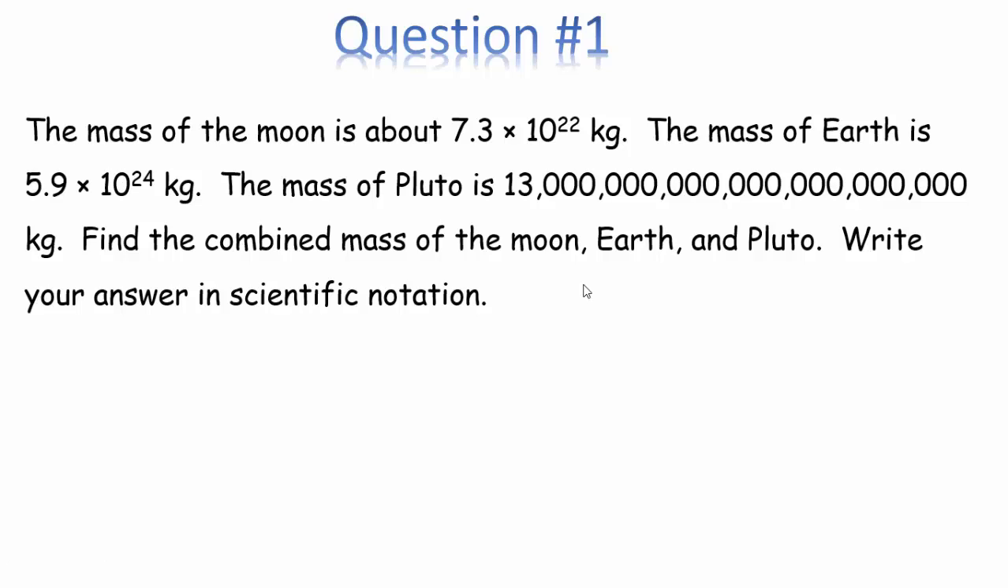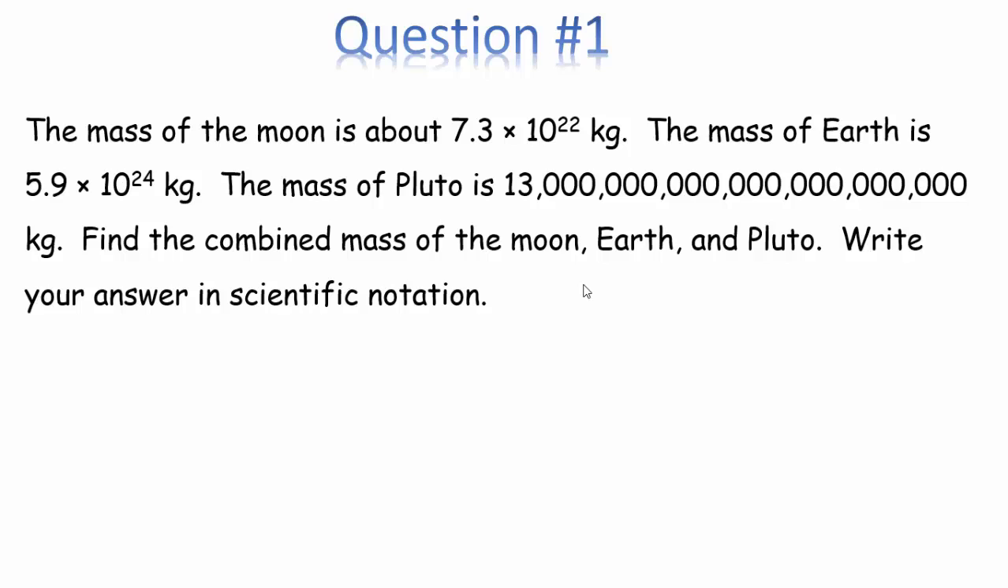The mass of the moon is about 7.3 times 10 to the 22nd kilograms. The mass of Earth is 5.9 times 10 to the 24th kilograms. And the mass of Pluto is about 13 sextillion kilograms. I'm not sure I read that number correctly. You might want to double check. Find the combined mass of the moon, Earth, and Pluto. Write your answer in scientific notation.